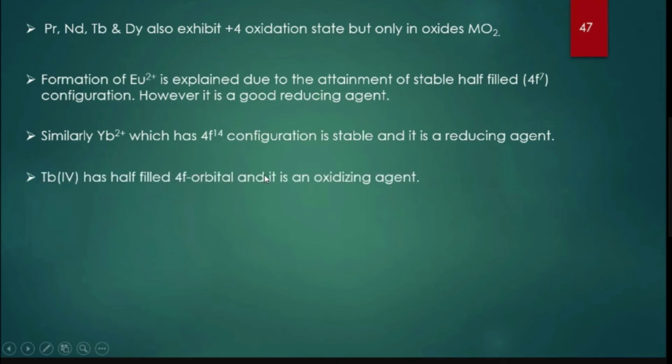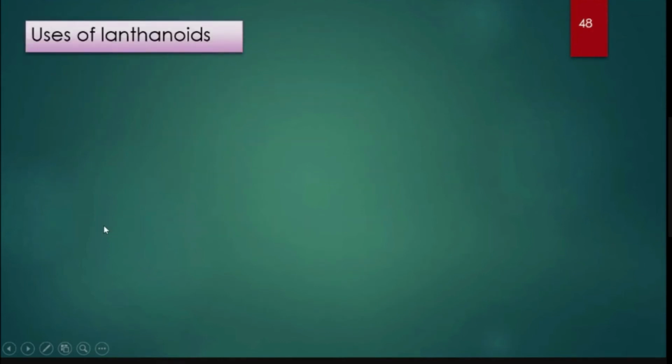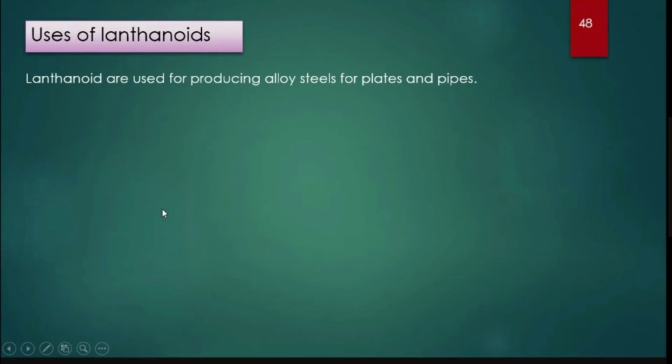Similarly, ytterbium in its +2 oxidation state has the stable electronic configuration of 4f14, and it is known to be a very good reducing agent. Terbium in its +4 oxidation state has a half-filled 4f orbital, and it is an oxidizing agent. Lastly, samarium exhibits both +2 and +3 oxidation states. Okay, this is about the oxidation states of lanthanides.